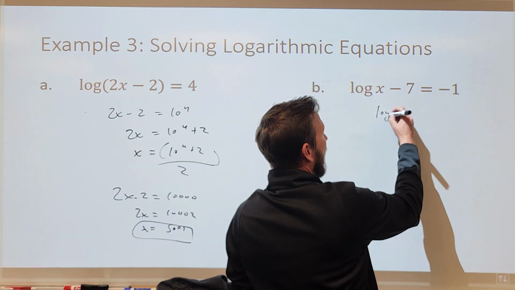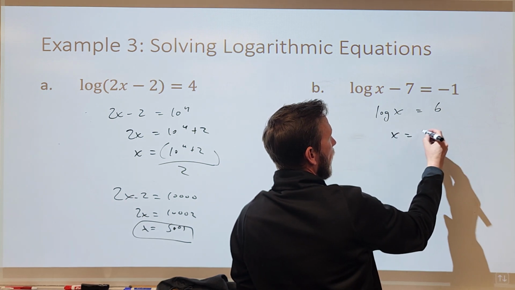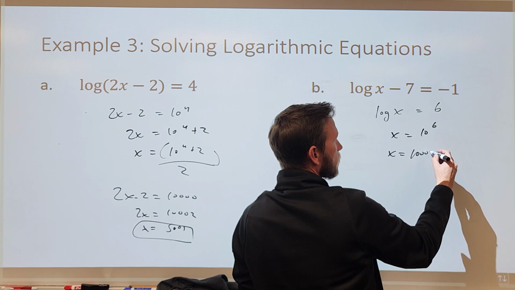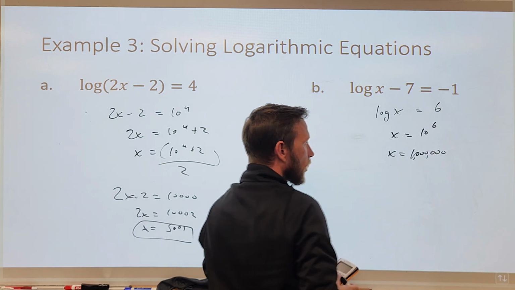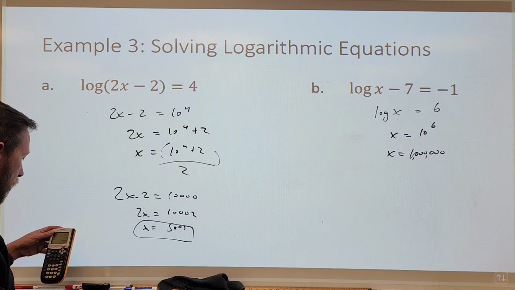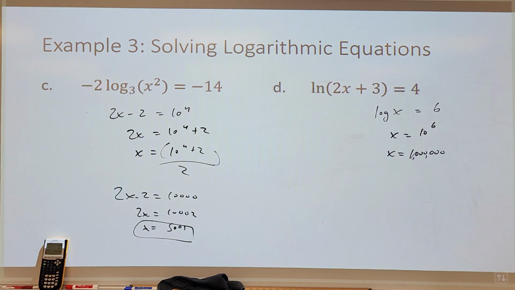Here we're going to want to add 7 first. And then we're going to say x is 10 to the 6th power, which is a million. So we want to make sure that we can follow those steps, do our order of operations in reverse when we are solving equations. We do PEMDAS backwards when solving.